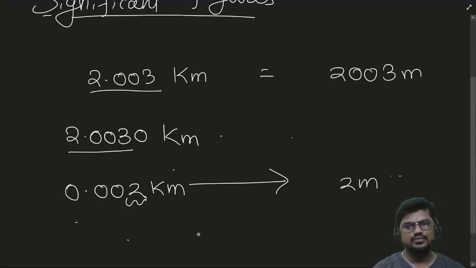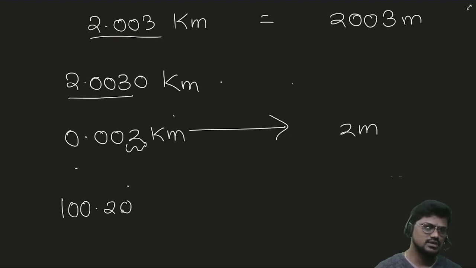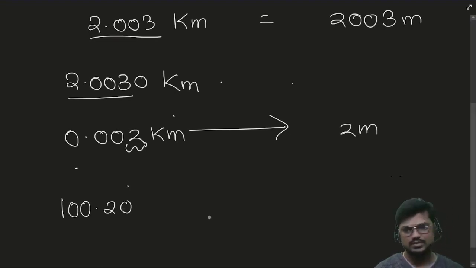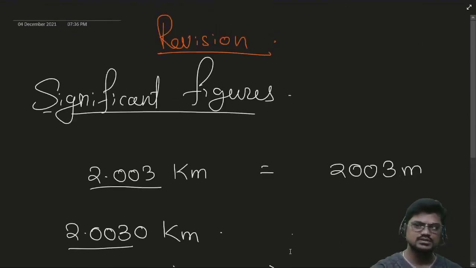Okay. Also, if I write 100.20, how many significant figures again? Yes, Daksh, how many significant figures? It's four. Yeah, perfect. There are four significant figures in this. Yeah. So that's it. Clear? Any other doubt in the significant figures? Okay. And yeah, that is sufficient.